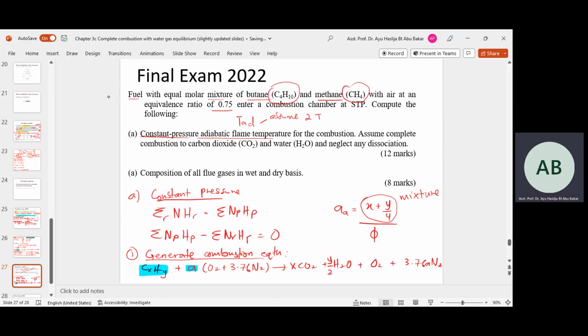Okay, X CO2, Y over 2 H2O. O2 over here is unknown. Okay, so O2 unknown, you can do the O balance, then you can get the O2. Okay, B is as unknown. B here is not the same as the previous question. Okay, this one just do the balance using O balance.